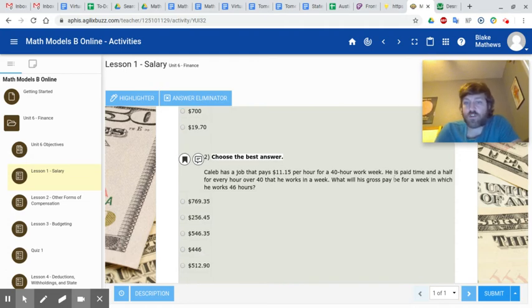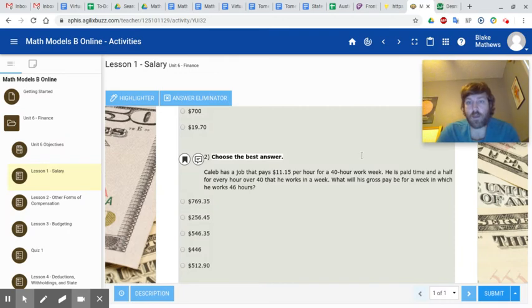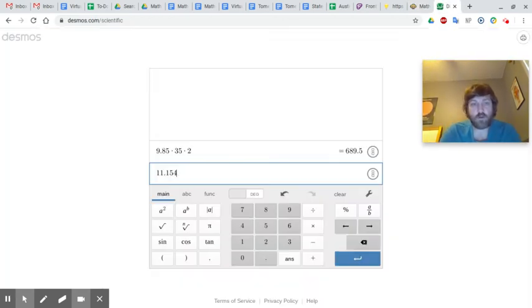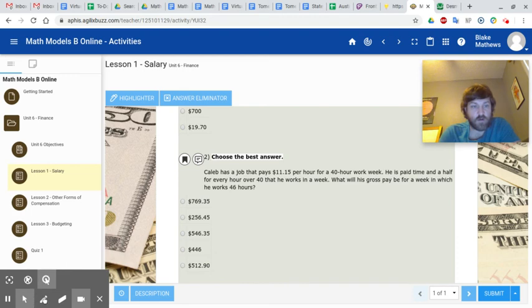And so this one just wants to know gross pay for 1 week with 46 hours. So this gets a little bit more complicated because we have to calculate 2 values. First thing we're going to calculate is the first 40 hours. That one's easy. $11.15 per hour for 40 hours. So that's the first part. Times 40. So we need to write this number down. 446. All right, times 446. Let me just write that down here.